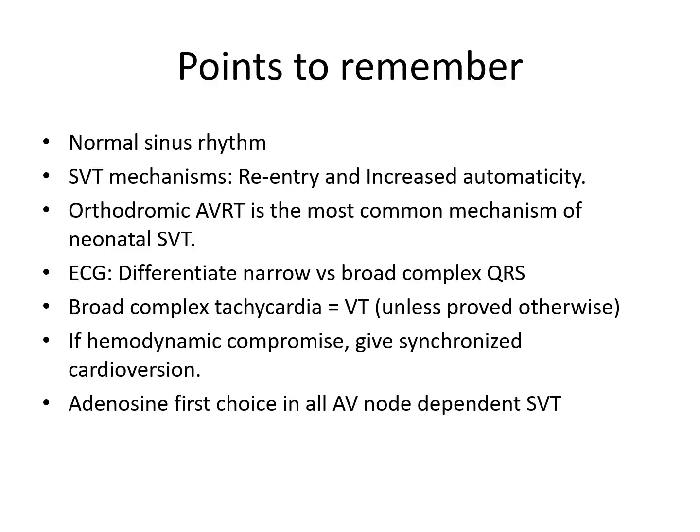So the points to remember would be identification of a normal sinus rhythm, and SVT mechanisms, broadly re-entry and increased automaticity. Orthodromic AVRT is the most common mechanism of neonatal SVT. How to differentiate between narrow and broad complex QRS on an ECG. Broad complex tachycardia is VT unless proven otherwise. If hemodynamic compromise, give synchronized cardioversion. Adenosine is the first choice in all AV node dependent SVTs.